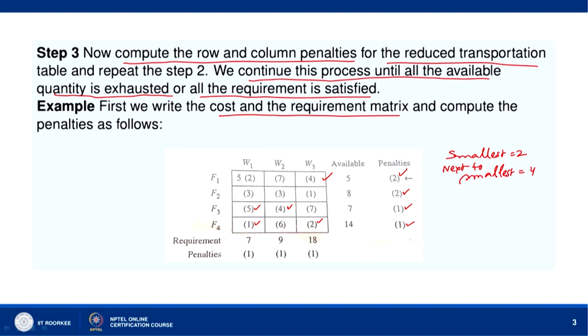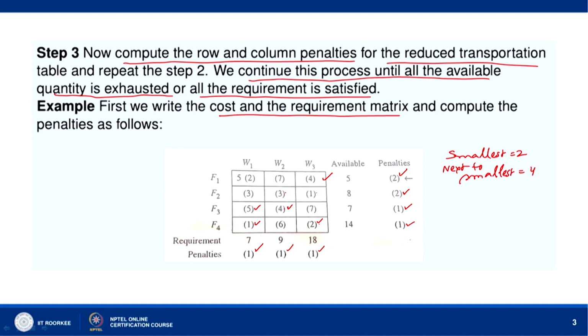Now, for the first column, what is the penalty? So, least number, I mean the least cost is 1. Okay. And then the next to smallest is 2. So, difference is 1. Okay. So, we have 1 here. Here the smallest is 3. Okay. Next to smallest is 4. So, again the difference is 1. Here smallest is 1. Next to smallest is 2. So, again the difference is 1. So, the penalties row wise are 2 2 1 1 and column wise they are 1 1 1.